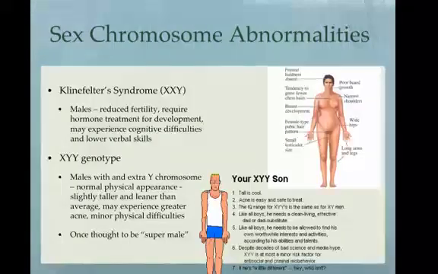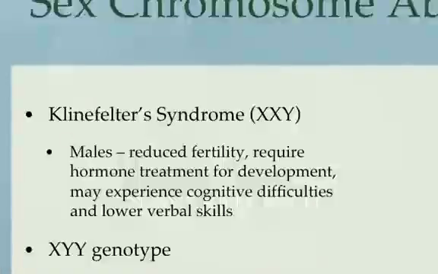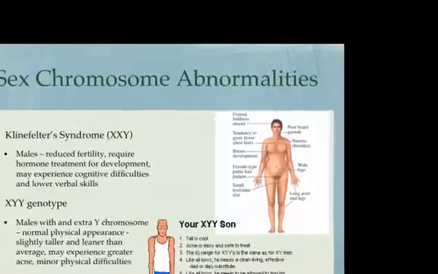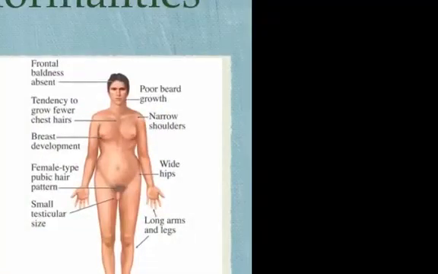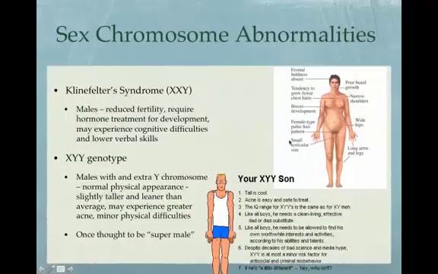Klinefelter syndrome is noted by XXY, which means it's a genotypically male individual, but that male has an extra X chromosome. Males with Klinefelter syndrome develop male genitalia, but the addition of that extra X chromosome causes some sexual characteristics for females to develop as well. So there may be breast development, as you can see in this picture. There is a waist to hip ratio that may be more consistent with a female than a male. Typically, the Klinefelter syndrome male has narrow shoulders. In addition to these physical abnormalities, the individual may also have cognitive difficulties, including lower verbal ability.